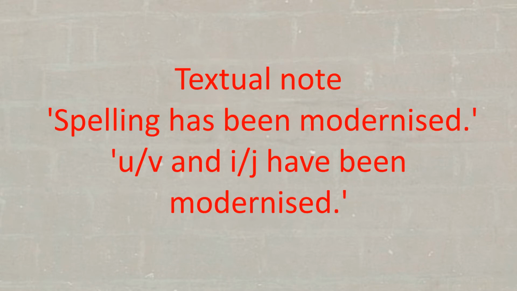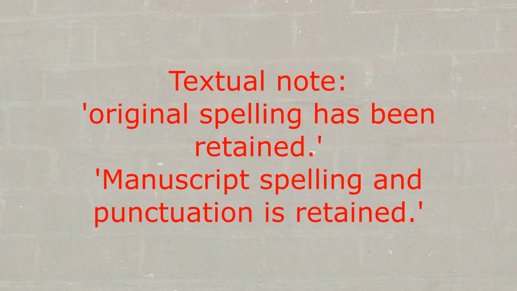Up until about 1700, the letters U and V were written down interchangeably, and the reader was trusted to know when the vowel U and when the consonant V was meant. The same is true of I and J. In some editions of medieval and Renaissance texts, editors will have modernised these aspects of the written language to help the reader, but you may come across editions that have not modernised the spelling in this way.